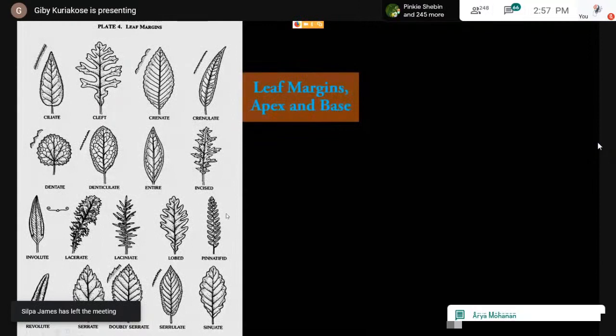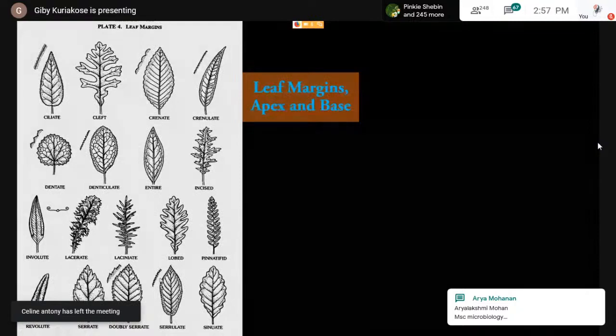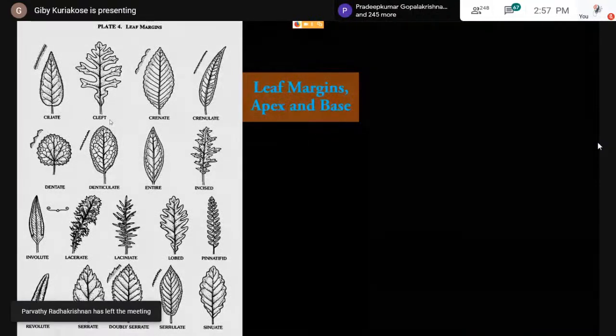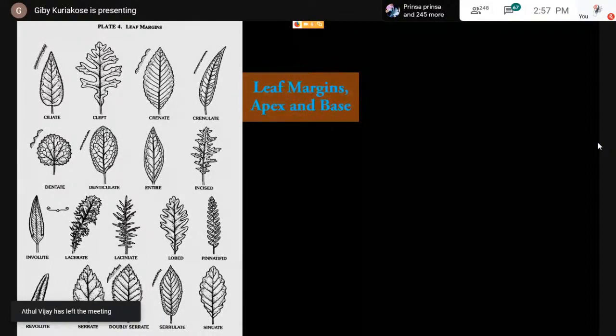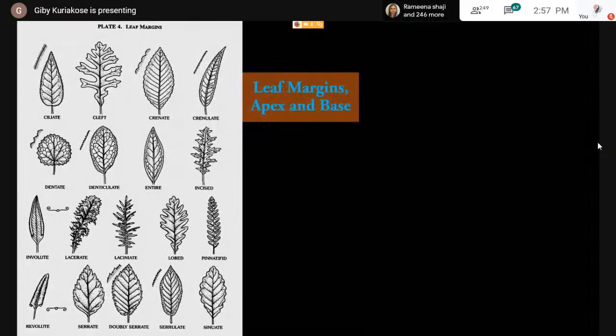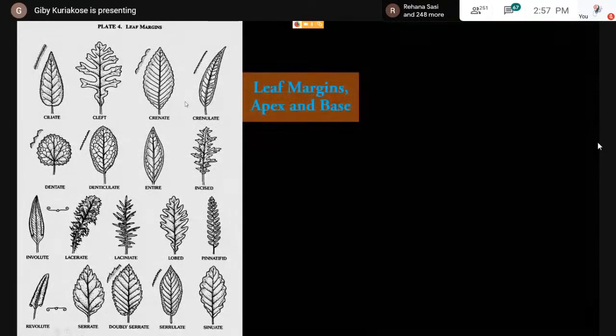Then leaf margin. We might not have noticed this many different types of leaf margins. There are different names for different leaf margins. I'm not trying to explain each and every character, because I don't think that this one hour would be enough for explaining these kinds of characters. But I'm trying to explain what are all the things that you should take care of. So there are so many different explanations with respect to differences in the leaf margin. So shape, leaf margin.